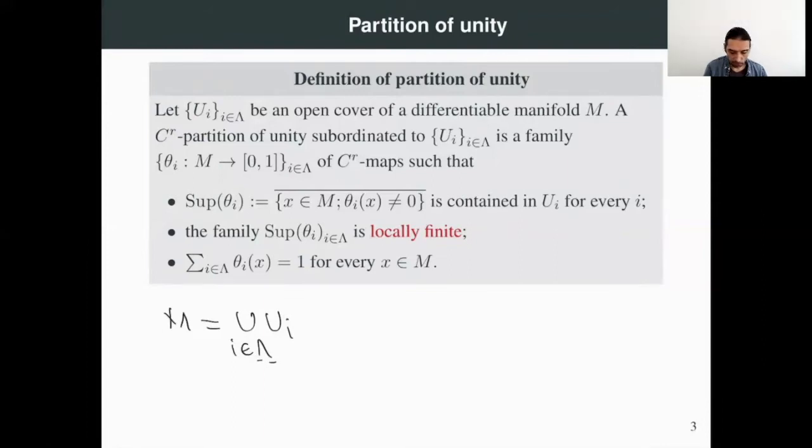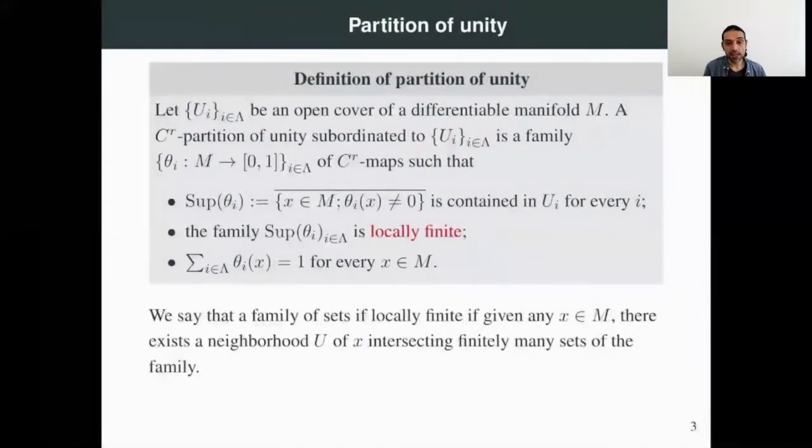And moreover, we are going to require that the support, defined here to the right as the closure of the set of points in which the function is different than 0, is contained in U_i for every index i. Moreover, we are going to require that the family of supports is locally finite. What does it mean? We say that a family of sets is locally finite if given any point, there exists a neighborhood U of this point that intersects just finitely many members of the family.